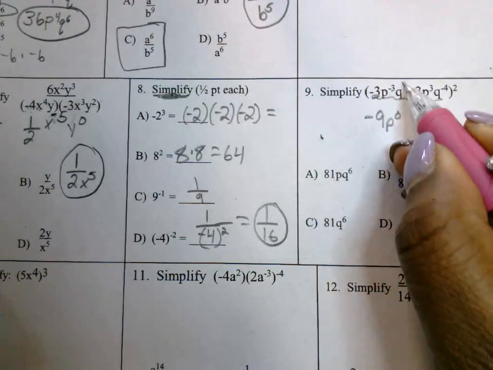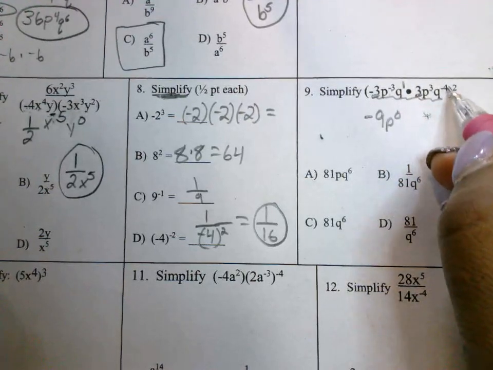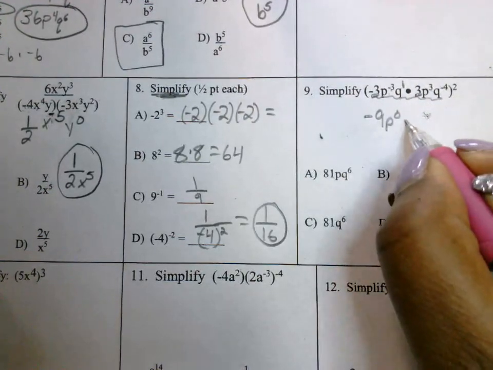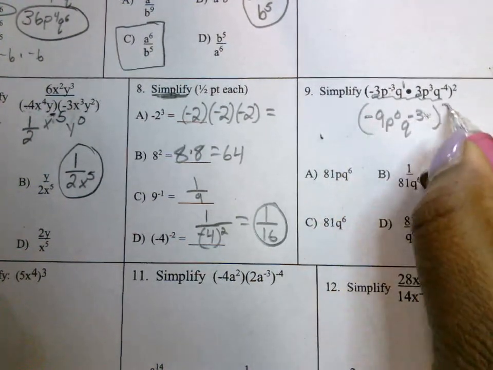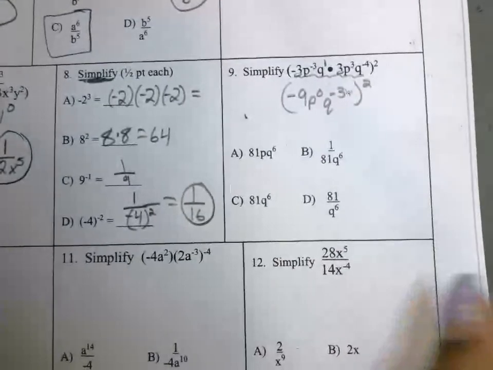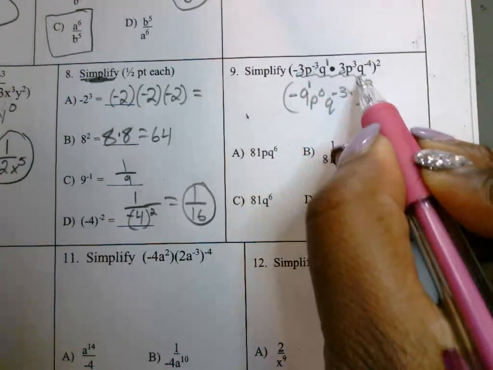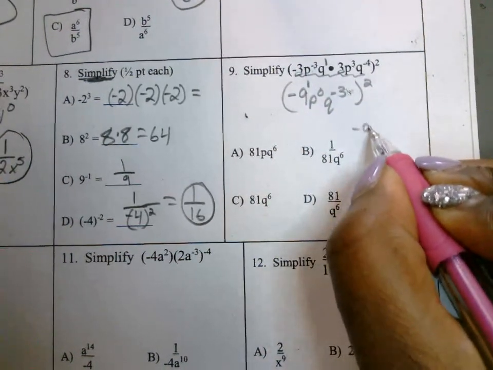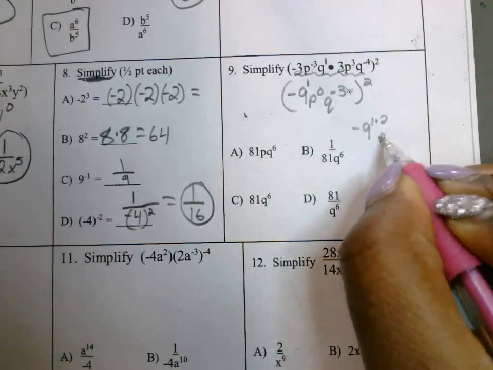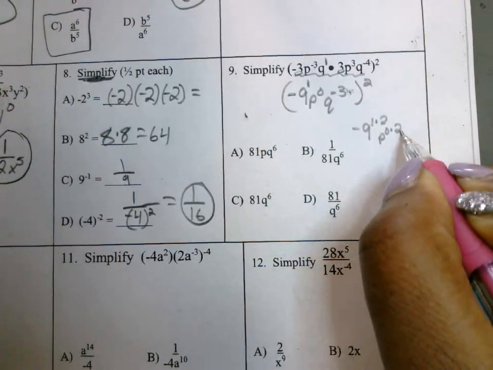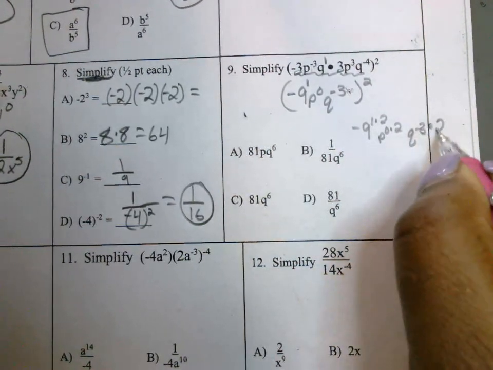What's q to the first? So 1 plus a negative 4. What's 1 plus a negative 4? Negative 3. Okay. Now let's multiply. This is automatically a 1 as an exponent. So we got negative 9, 1 times 2. We got P, 0 times 2. We got Q, negative 3 times 2.